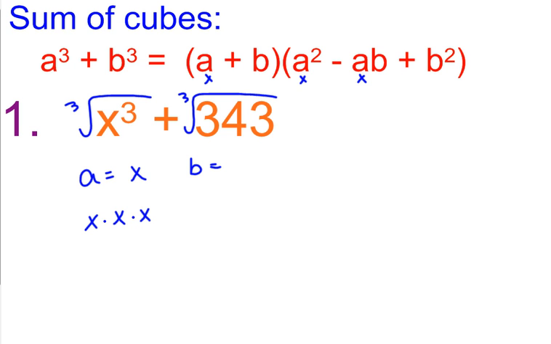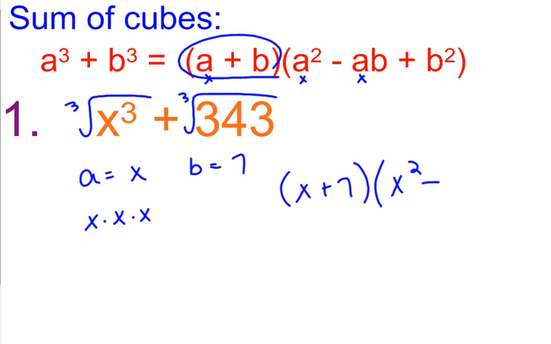So now I know my b value is 7, because 7 times 7 times 7 makes 343. Now it's just plugging it into the formula. My formula says a plus b, so I'm going to write x plus 7. Then my formula says a squared. Well, x is a, so x squared, minus a times b, so x times 7 would be 7x, plus b squared. B is 7. 7 squared is 49.